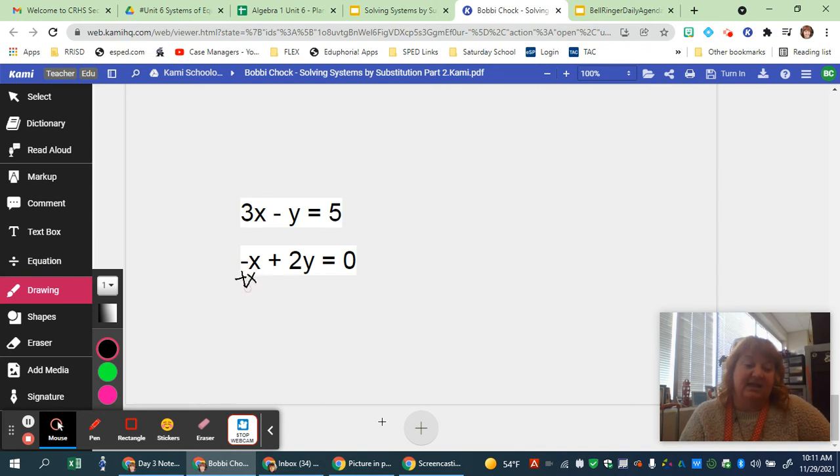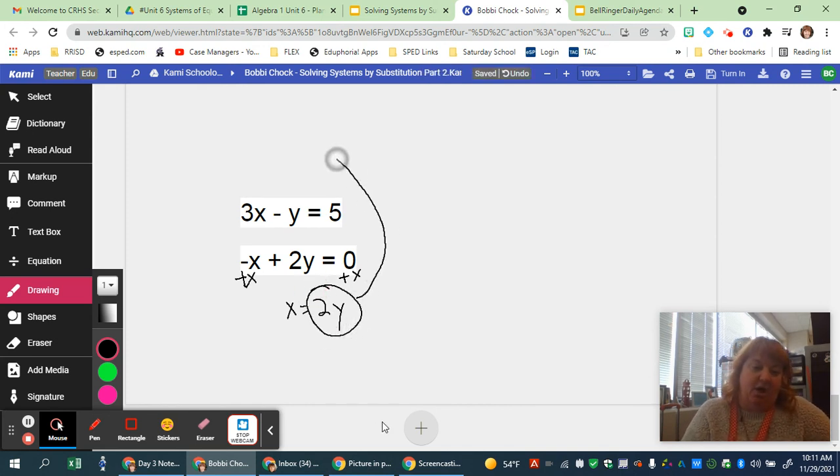I'm going to go plus x. So x equals 2y. There we go. That's my blob. I'm going to put that blob in here. So then I get 3 times 2y. So you don't always have to solve for the y. You can solve for the x.